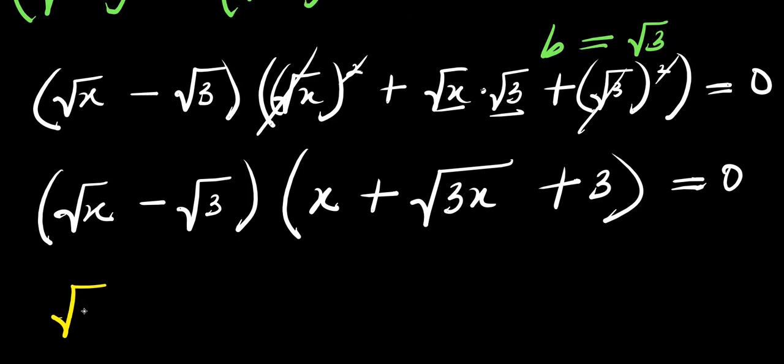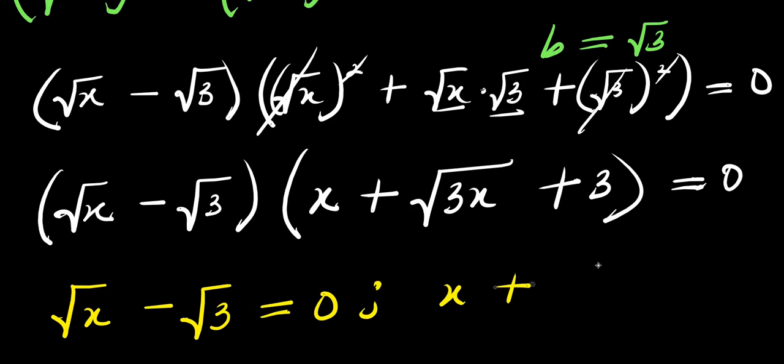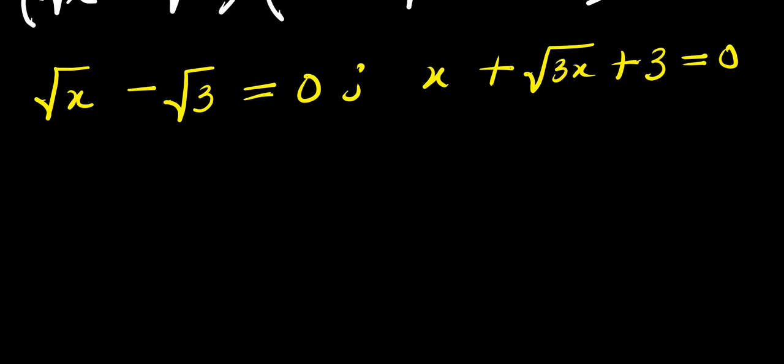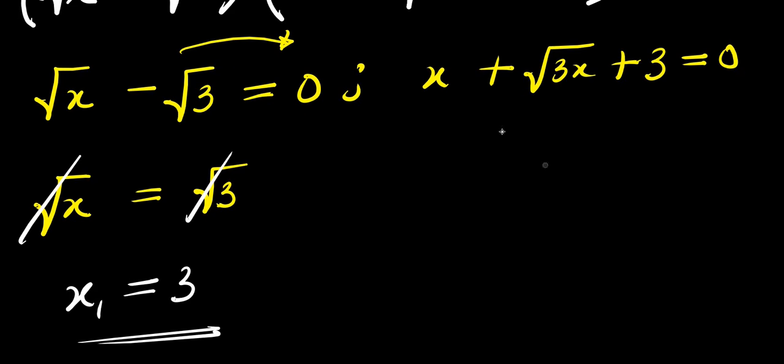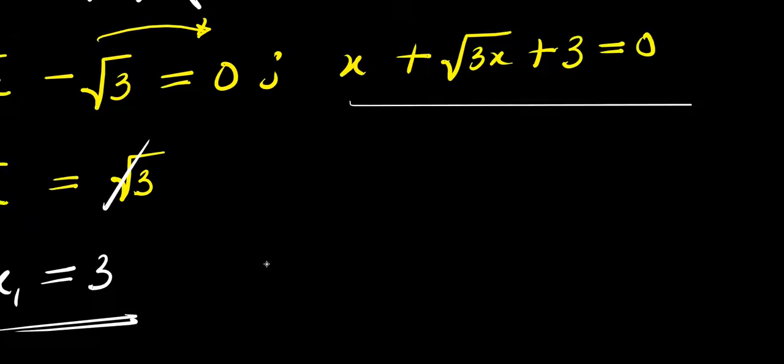So from here, I have root x minus root 3 equals 0. I also have x plus square root of 3x plus 3 equals 0. So we are going to solve this integrated equation and move this over here. I have root x equals root 3. So what happened here is that this cancels this. I have x equals 3. This is my x1.